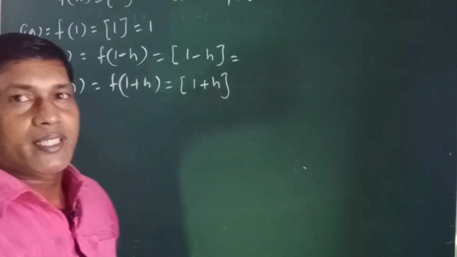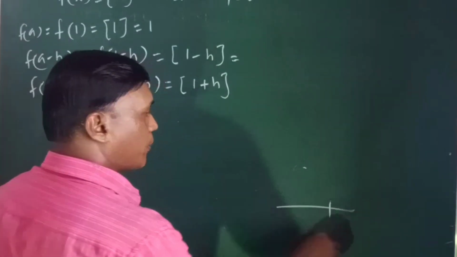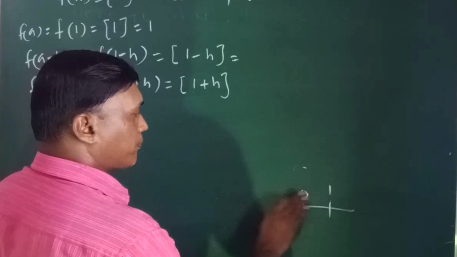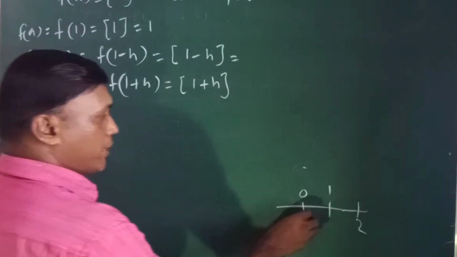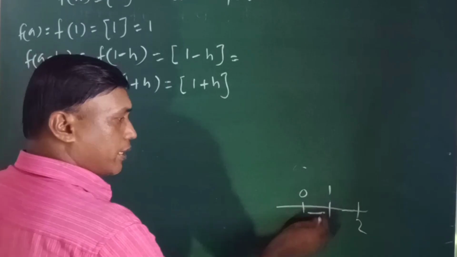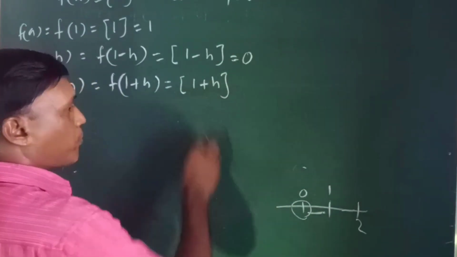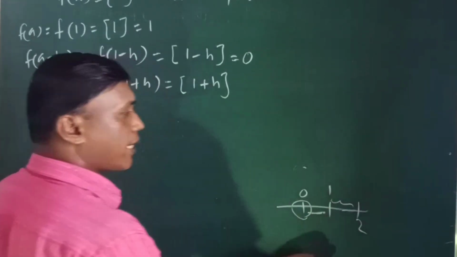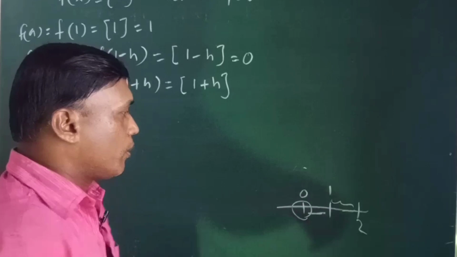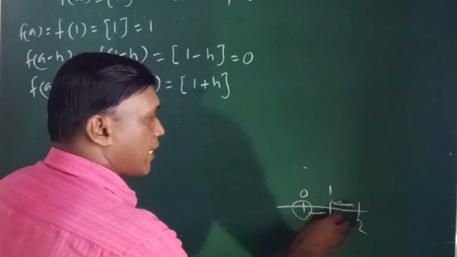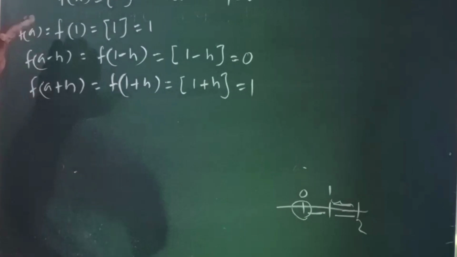1 minus h का ब्रैकेटेड वैल्यू 1 है, यानी नंबर लाइन में 1 से लेफ्ट को चला गया। देखो, here is 1, here is 0 and is 2. So 1 minus h means here, इधर जितना सारा पॉइंट्स रहेंगे सबका ब्रैकेटेड वैल्यू कितना है? 0. 1 plus h means इधर रहेगा 1 और 2 के बीच में, and 1 point something. So every number lies here, यहाँ जितना सारा नंबर रहेंगे सबका ब्रैकेटेड वैल्यू 1 है. So ये 3 थिंग्स रहेगा.